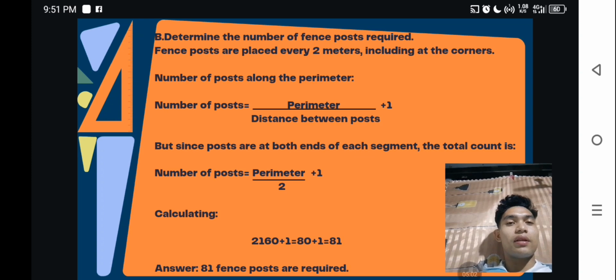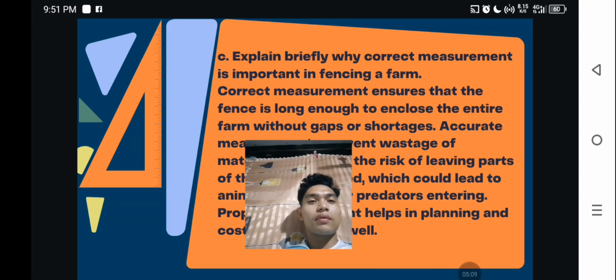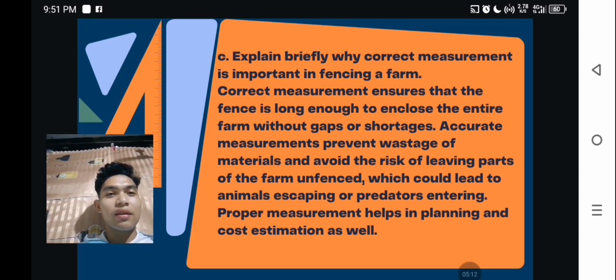And letter C, the last question of problem 1: explain briefly why correct measurement is important in fencing a farm. Correct measurement ensures that the fence is long enough to enclose the entire farm without gaps or shortages. Accurate measurements prevent wastage of materials and avoid the risk of leaving parts of the farm unfenced, which could lead to animals escaping or predators entering. Proper measurement helps in planning and cost estimation as well.